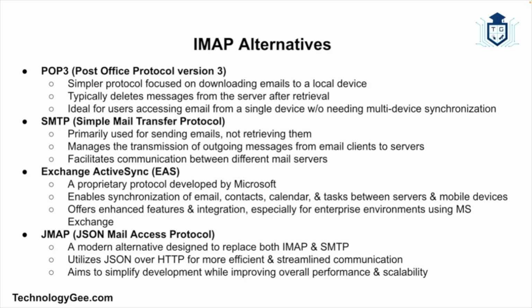Now, this is suitable for users who primarily access email from a single device and do not need synchronization across multiple devices. Then we have SMTP. This is used for sending emails, while IMAP and POP3 are used for retrieving emails. SMTP handles the transmission of outgoing messages from the email client to the server and between mail servers.